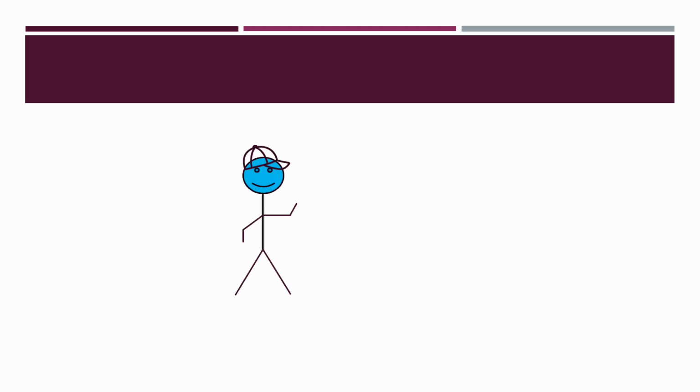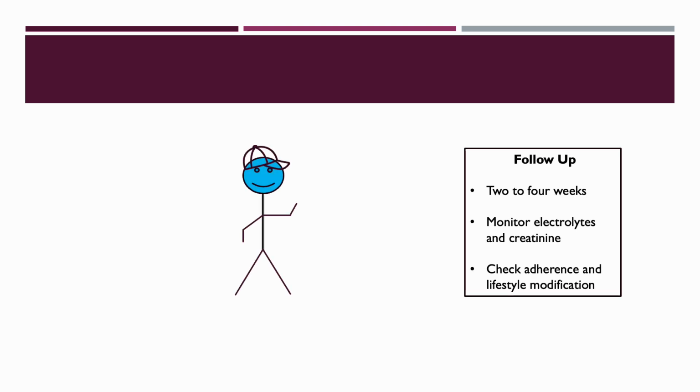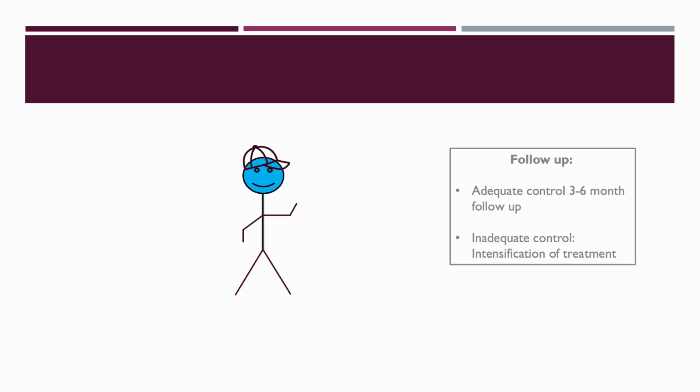So we've started Jerry on appropriate treatment, and for follow-up, we are going to call him after 2 to 4 weeks. We're going to monitor his electrolytes and creatinine and check adherence to medication and adherence to the lifestyle modification measures at each visit. If Jerry meets his treatment goal, then we can schedule the follow-up for every 3 to 6 months. If the target goal is not met, then intensification of treatment should be considered.